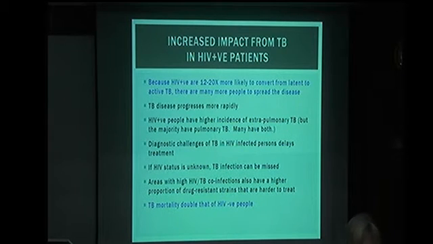So basically, we want to find those people, and as soon as they start to have any issues, we want to treat them for TB. Also, we want to treat them for HIV. And if we can control their HIV levels, they're going to be more like an HIV negative person as far as latency goes.